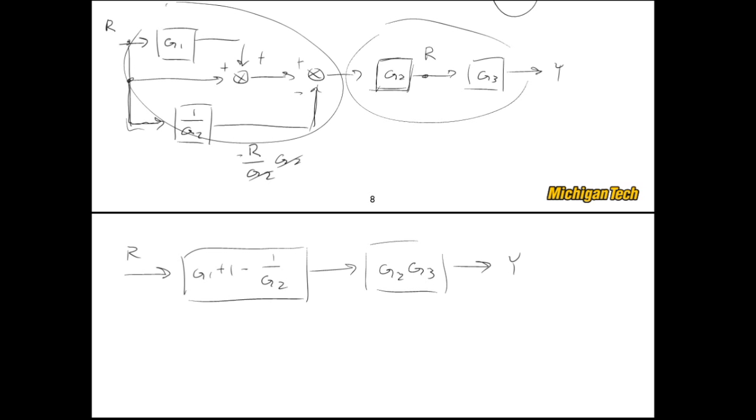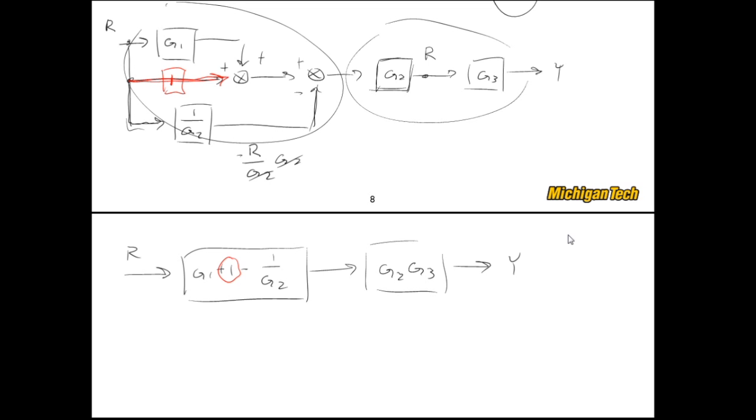Now, I did something here that I haven't talked about yet. Let me switch to red. This line became 1. The way to think about that is that whenever you have a line where there's no block inserted into it, which could be a transfer function or a gain, then you can think of it as having a block in there that just has 1 in it, and hence the 1 there.